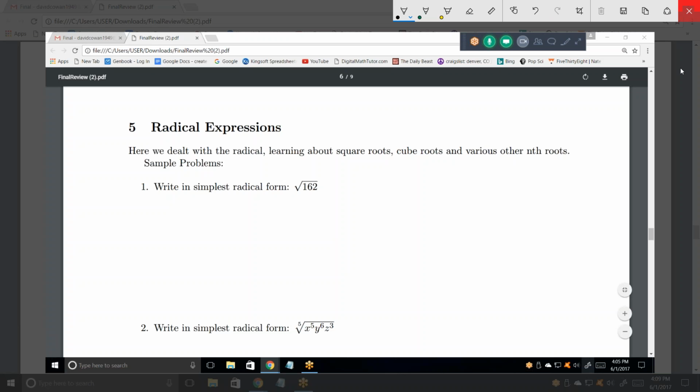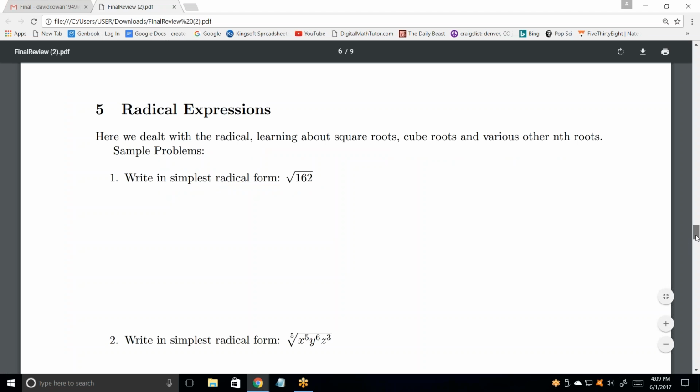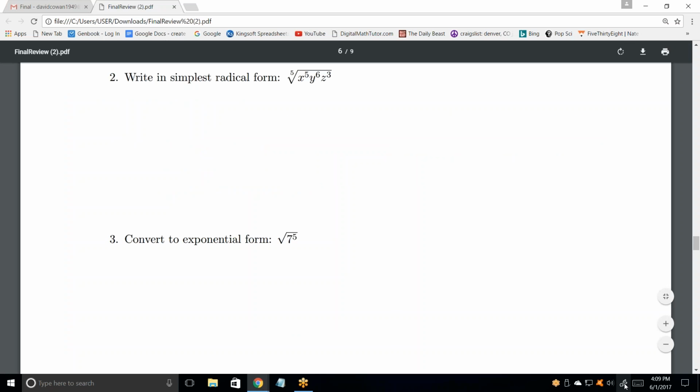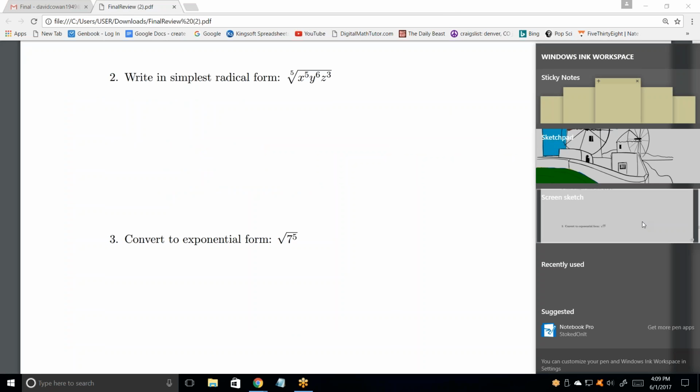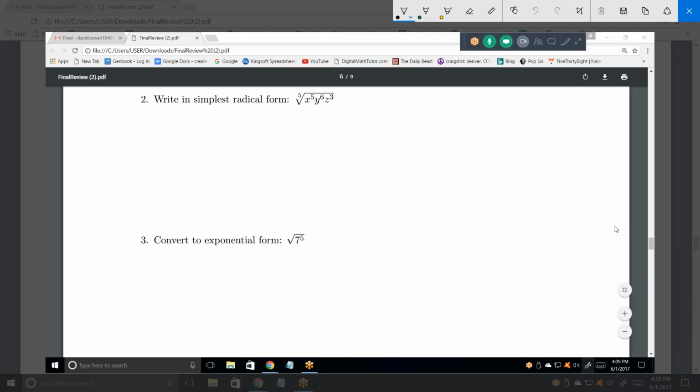All right. Here, let me scroll down a little bit so we can look at this. These are a little different because they're not numbers, they're variables. So let me ask you a couple things. What's the cube root of x cubed? It's just x. Yeah, you just cancel out the 3, right?